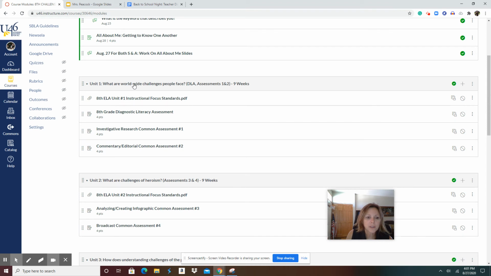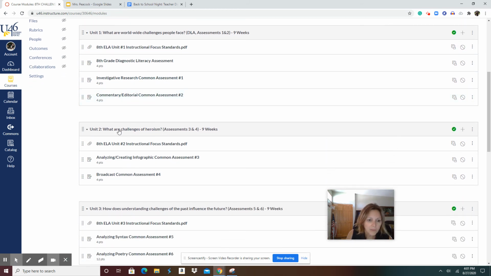The first thing we're going to be looking at are worldwide challenges that we face. We are going to learn about bias and fallacies, and then we are going to do some investigative research and pick a topic that we think is the biggest issue or challenge that we face today in the world. We're trying to stay focused on the world and not just the US, so that students get a broader understanding of what's happening in the world. And then what are the challenges?